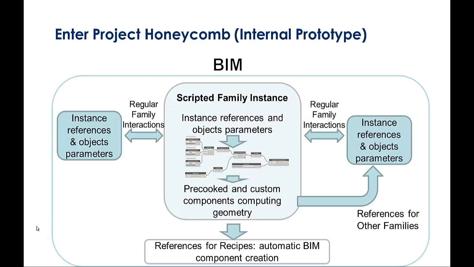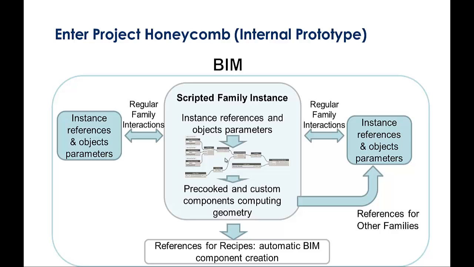So just one more summary diagram, it's a bit of an eye chart, for how this is working. If we're looking at this scripted family instance, which is what we were just walking through the authoring of, the way it works is you've got all the basic instance references and object parameters. So that's the line and the adaptive component points. They pass their information into the script. The script then passes its information out to anything else that might be there.